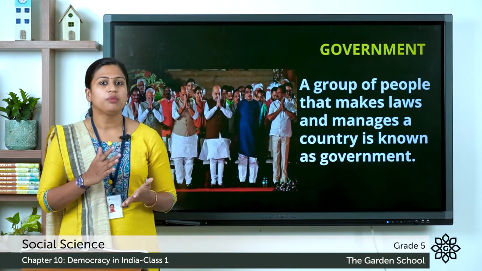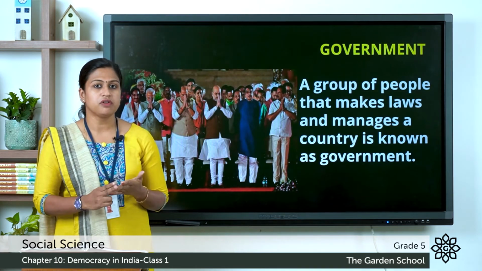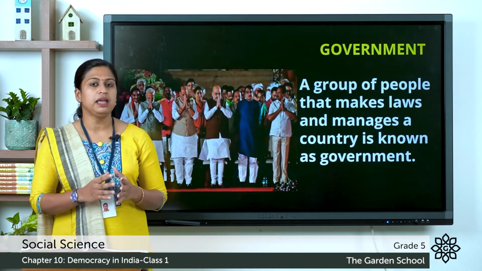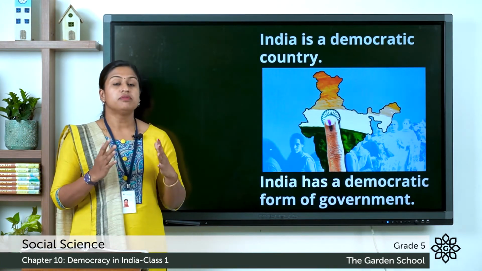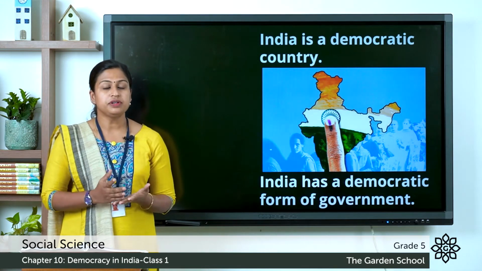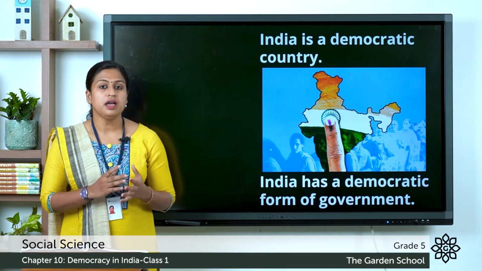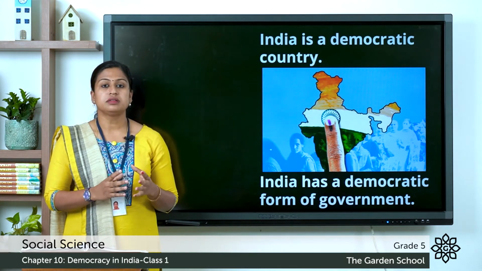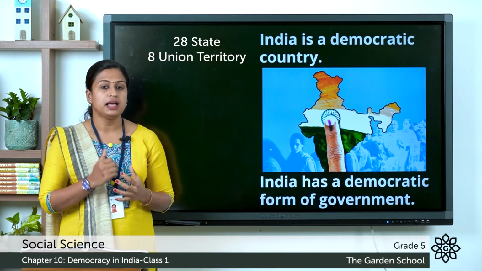In this chapter, we are going to discuss the government, the two types of government, that is central government, which is also known as the union government, and the state governments. We know that India is a vast country. So after independence, it was decided to divide India into many states and union territories because it was very difficult to rule by a single person or a single center.